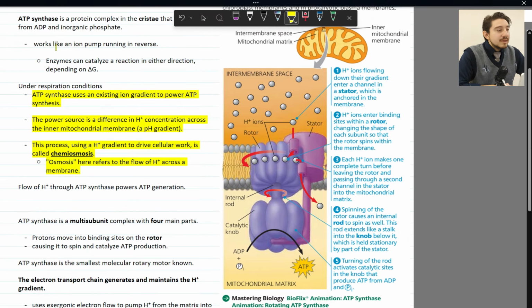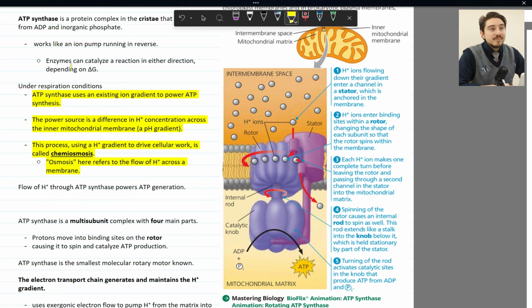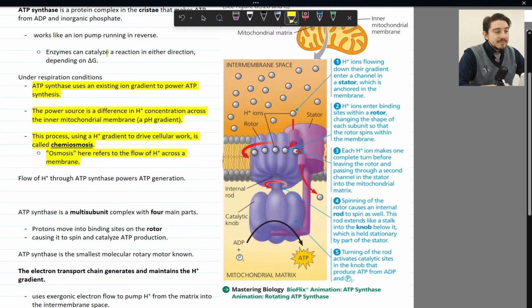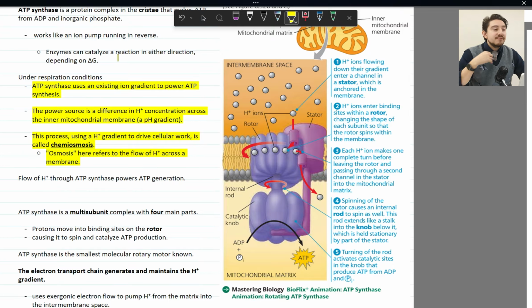So it does work like an ion pump running in reverse. It's not consuming ATP and moving substances from low to high concentration. It is producing ATP from substances going from a high to low concentration, in this case, hydrogen ions. We know enzymes can catalyze a reaction in either direction, depending on the delta G, where you have that free energy.